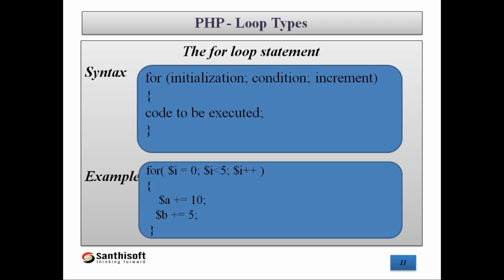If i is less than 5, the system moves to the body part. That means a plus equal to a plus 10 and b plus equal to b plus 5. That is, b equals b plus 5, a equals a plus 10. This is the body part. Then the system moves to the increment part, i plus plus, and then back to the condition statement. This is the for loop, and this is how the for loop works.